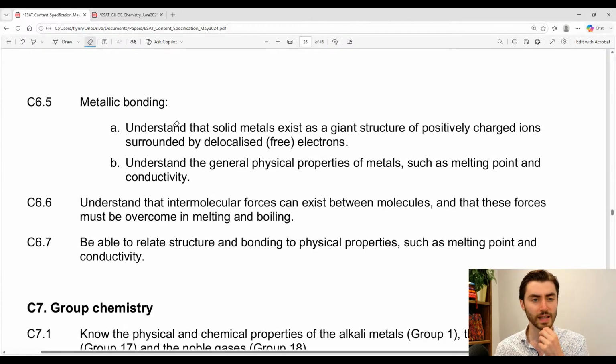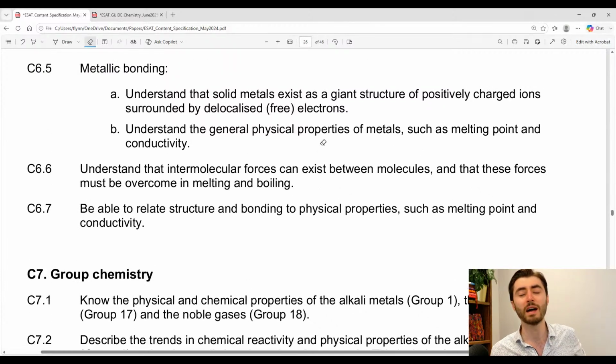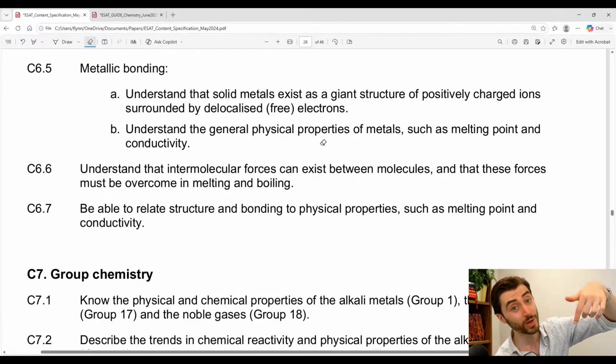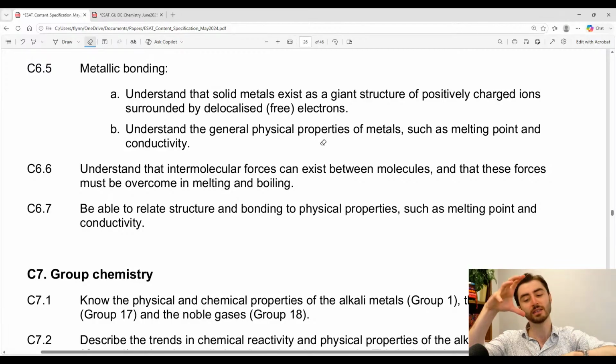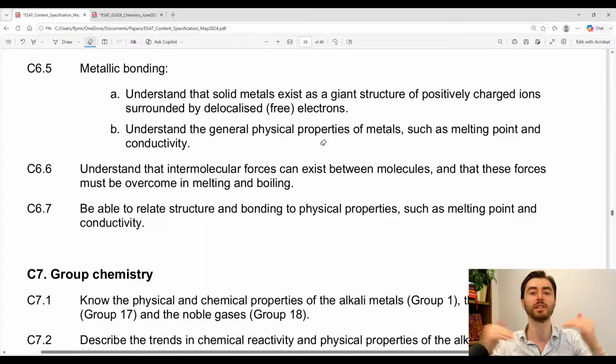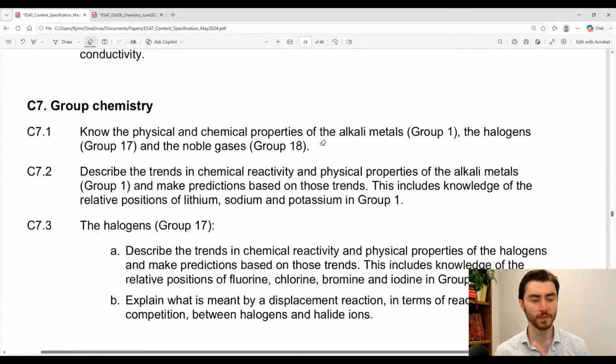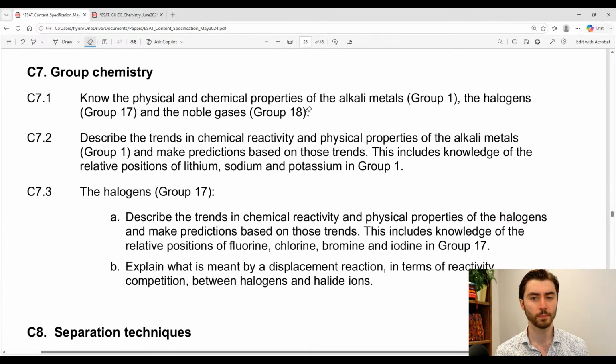Nice. Metallic bonding, we've discussed. Physical properties. They're malleable because the layers of atoms can slide over each other. That is less true if you alloy it. So you put different sized atoms in the structure, which makes the layers harder to slide over each other. They have delocalized electrons, which are free to move, so they conduct electricity. Yeah, this is fine. Group chemistry.